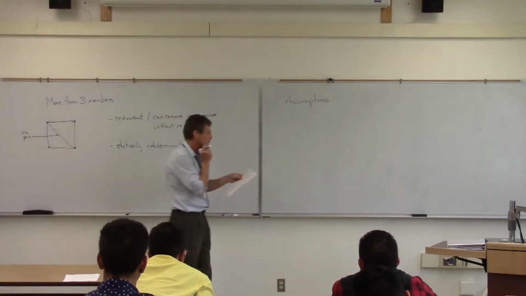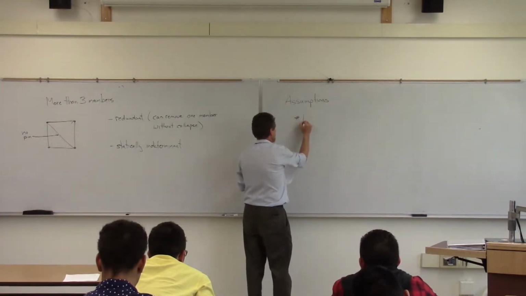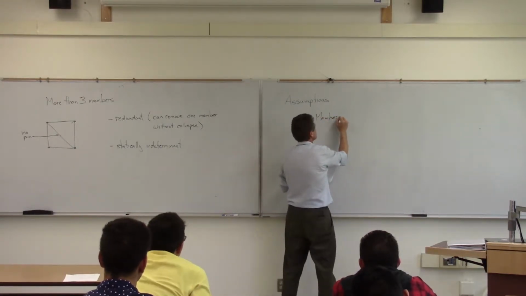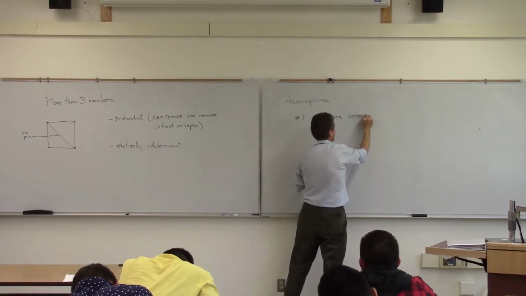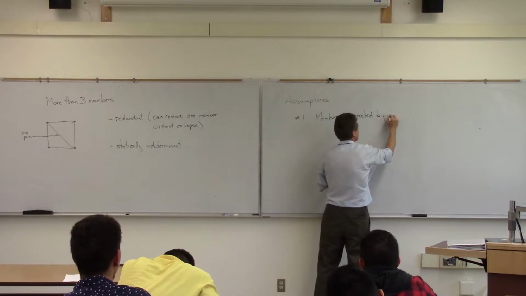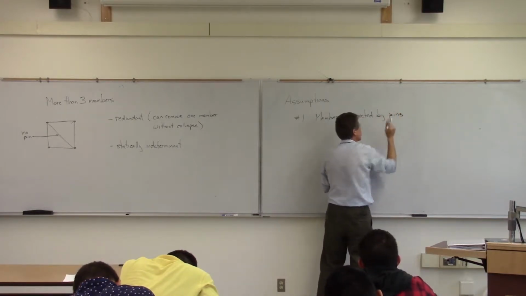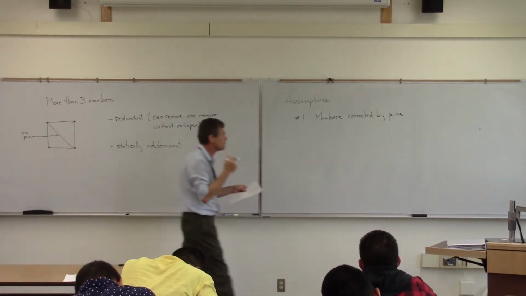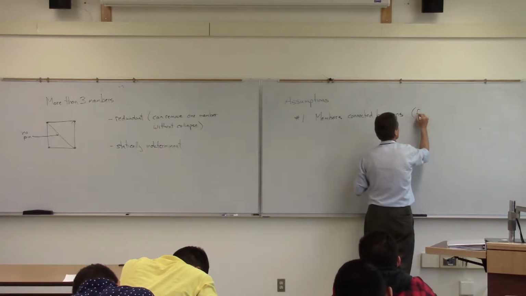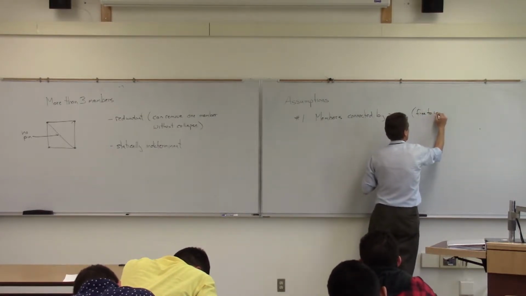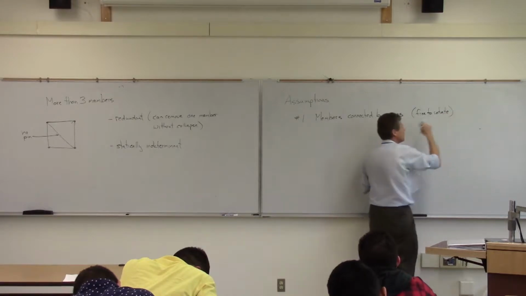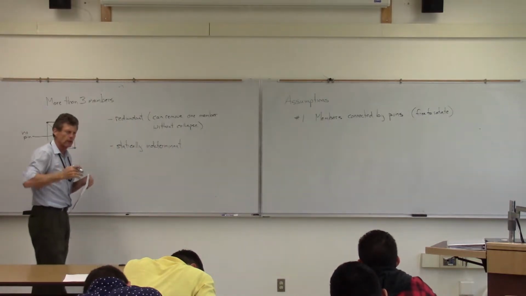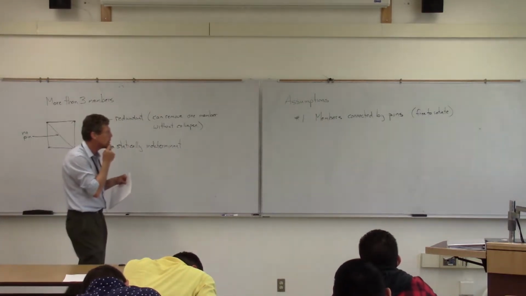It'll make sense when we talk about the first one. To make our analysis go, what we're going to assume is that the members are connected by pins. Now, they're free to rotate, so there's no moment capacity there. We don't have a couple of any sort.